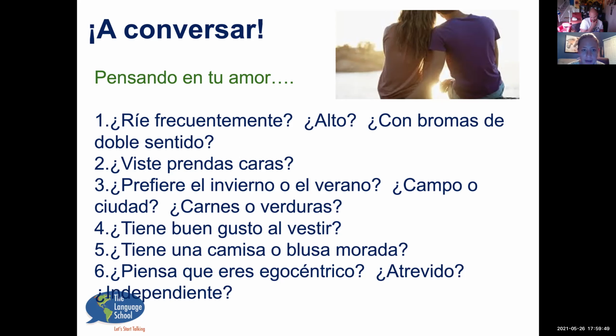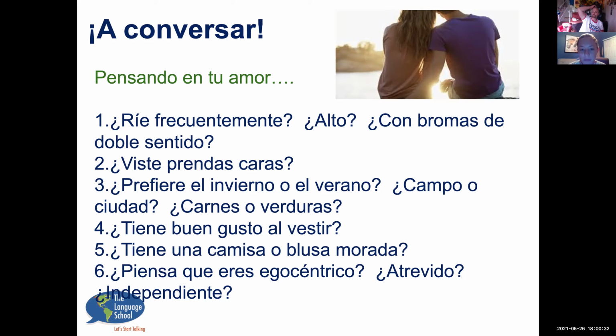Ok, pensando en tu novio, ¿él ríe frecuentemente? Sí, ríe frecuentemente. ¿Ríe alto? No ríe alto. ¿Ríe con bromas de doble sentido? Sí, ríe con bromas de doble sentido. ¿Viste prendas caras? Sí, viste prendas caras para su trabajo.